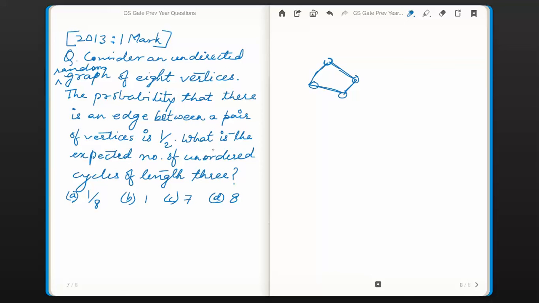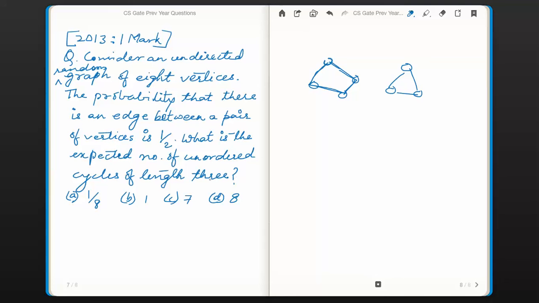Now we have to find the expected number of unordered cycles of length 3. So a cycle of length 3 would look like this. Length 3 means the cycle contains 3 edges. So here we have 3 edges. So this is a cycle of length 3, and definitely a cycle of length 3 would contain 3 vertices as well.